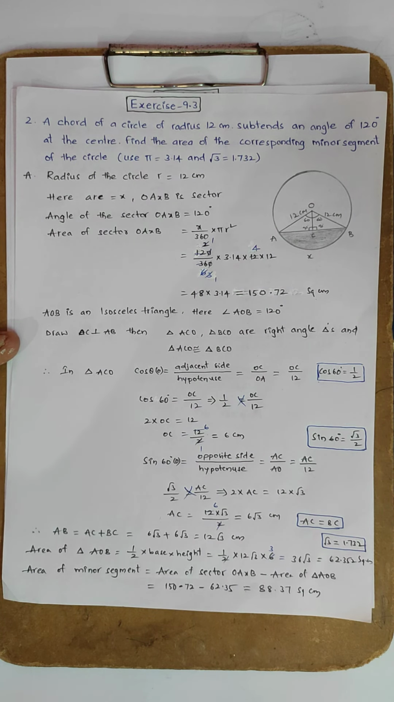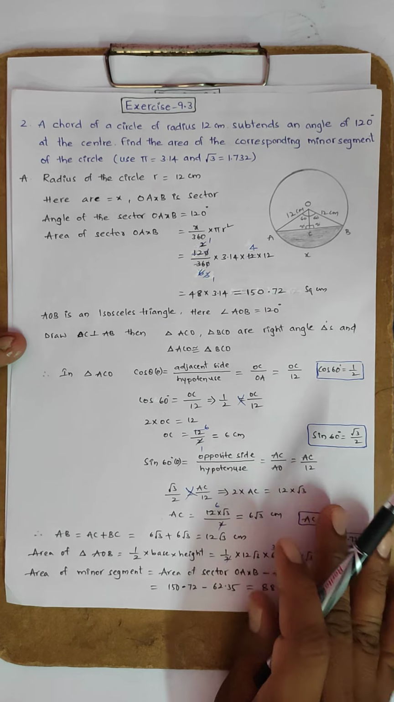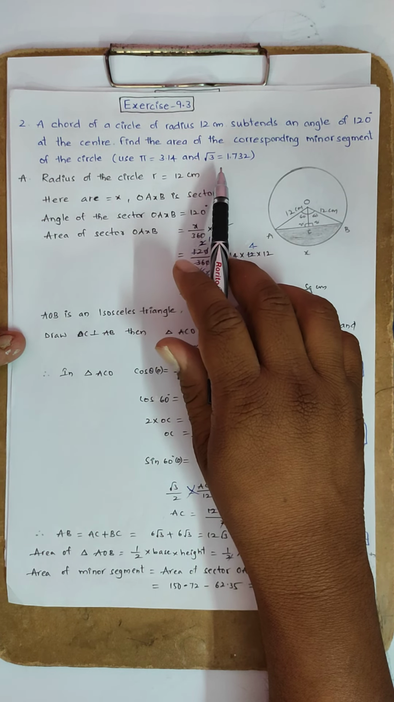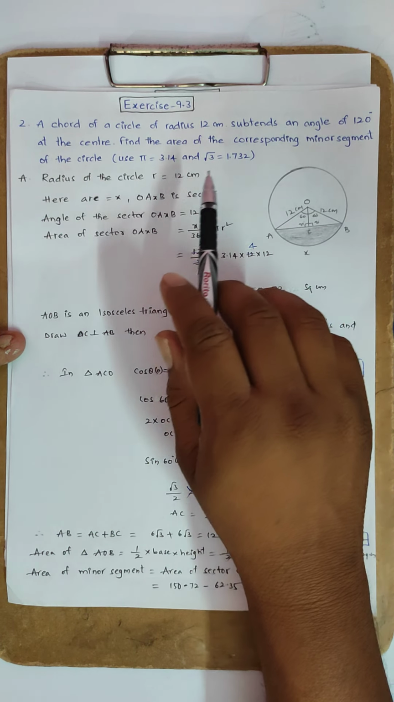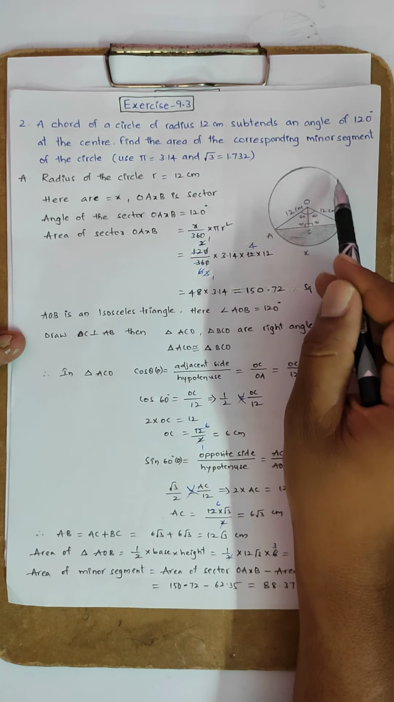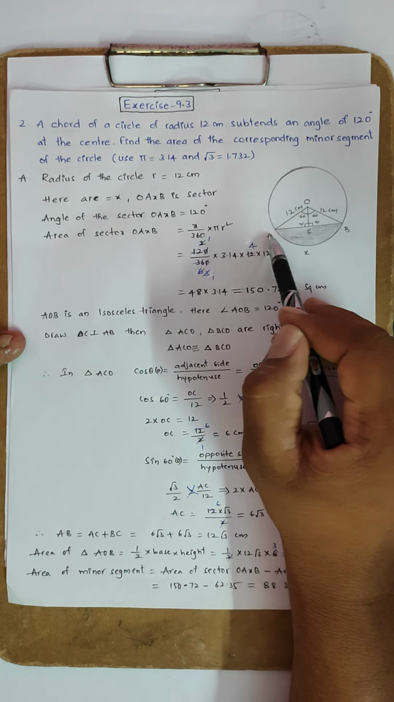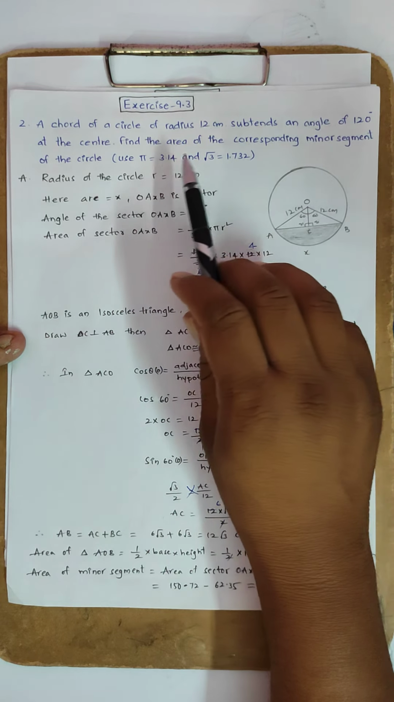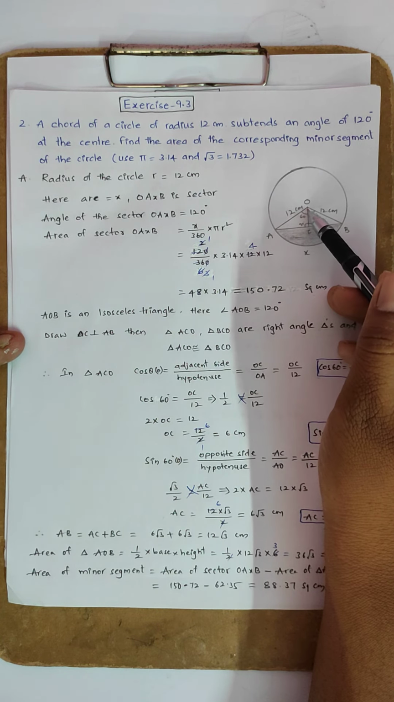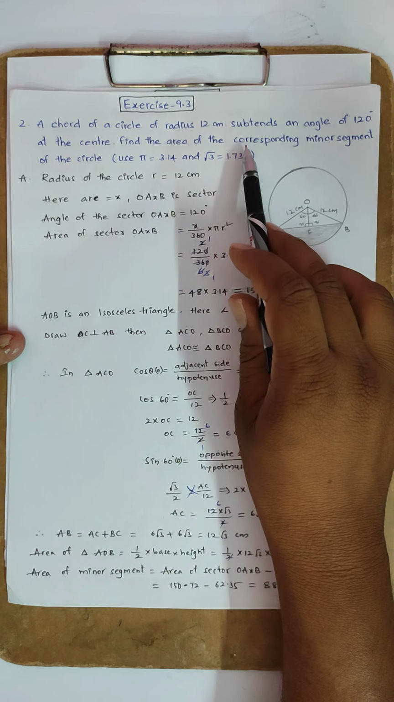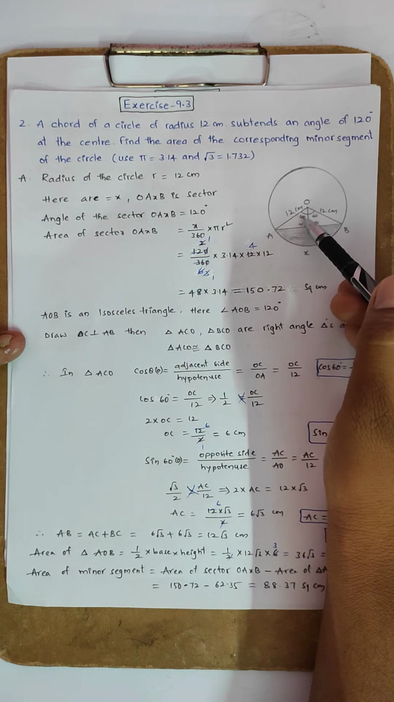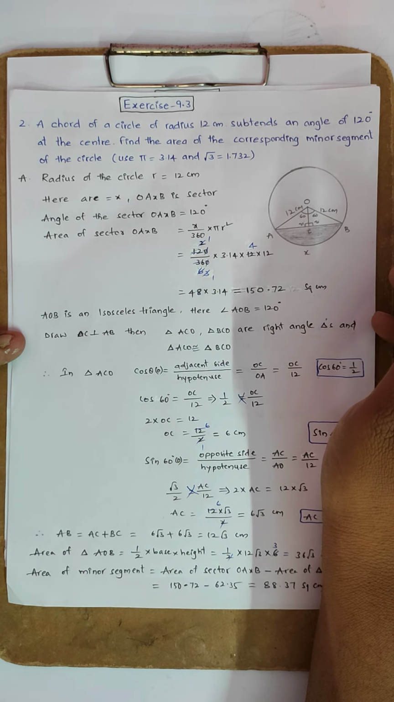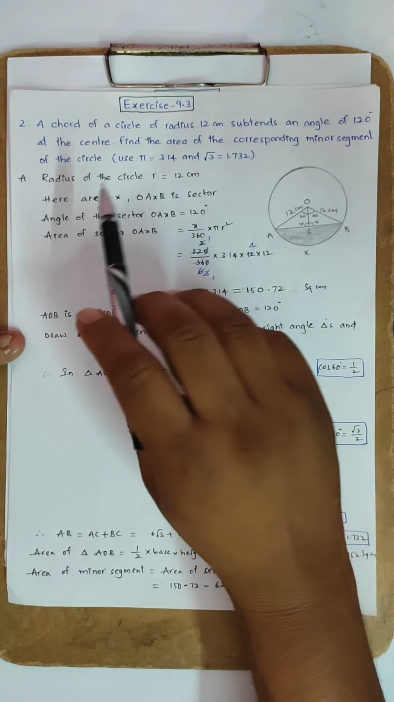First one completed. Now second problem. A chord of a circle of radius 12 centimeter. In a circle, a chord AB is there, and the radius is 12 centimeter. The chord subtends an angle of 120 degrees at the center. In the previous problem it was 90 degrees; here it is 120 degrees.